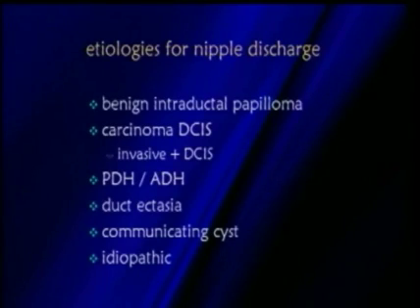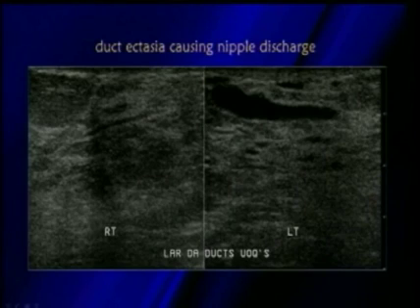Now, there are several etiologies for nipple discharge. You could have a benign intraductal papilloma. There could be carcinoma or DCIS or invasion in DCIS. You may have atypical ductal hyperplasia. You may have just some ductal ectasia, possibly a communicating cyst, and sometimes it's just idiopathic. We can't really tell why the patient presents with nipple discharge.